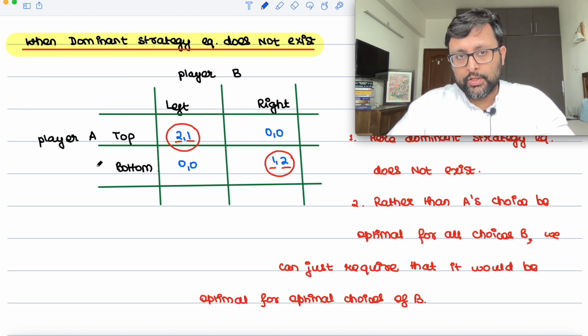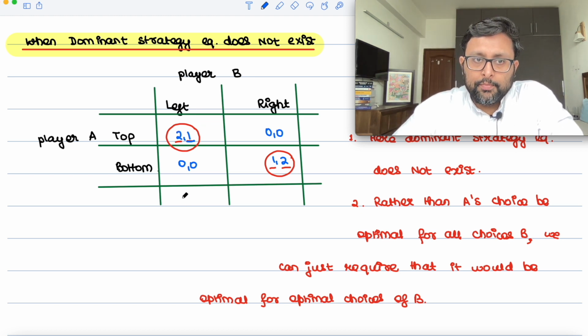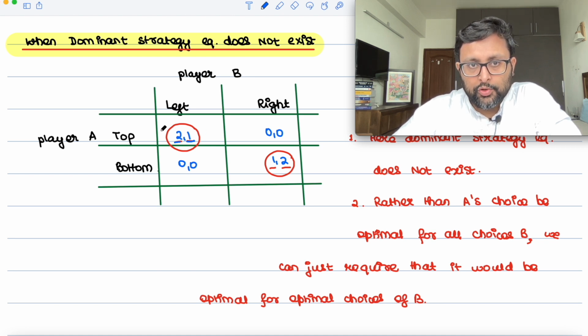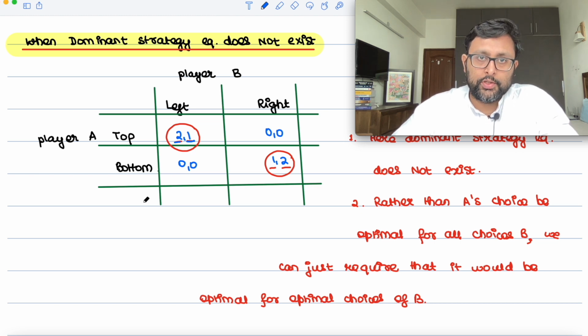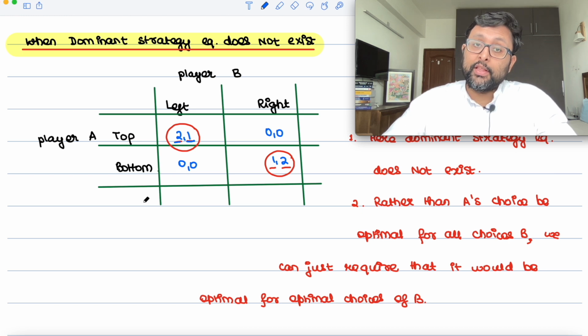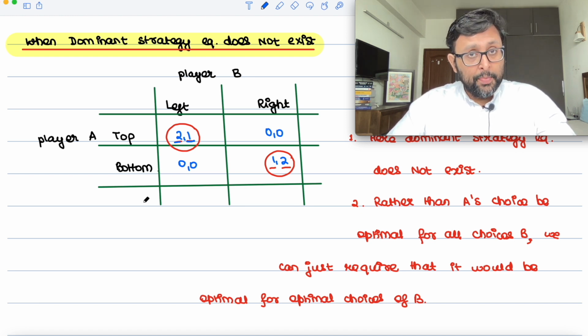Let me do this once more. Player A plays top. Player B has a choice between left and right, choosing between 1 and 0. He chooses 1 because he's getting a higher payoff from playing left. When player B plays left, player A has a choice between top and bottom, comparing 2 and 0. He chooses 2. So I mark this, and you have the two underscores at the same time. A is making the optimal choice given the other person's choice. Given player B plays left, player A is better off playing top. Given player A plays top, player B is better off playing left. That is what given the other person's choice means.